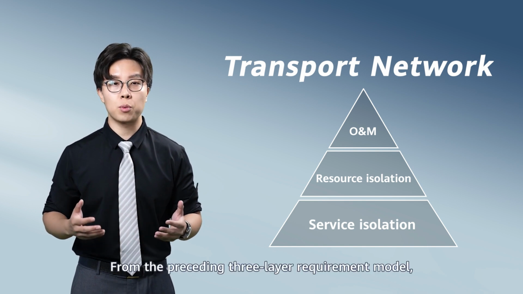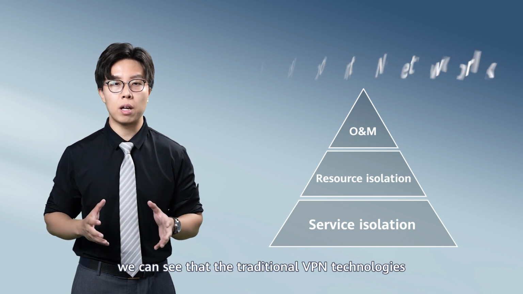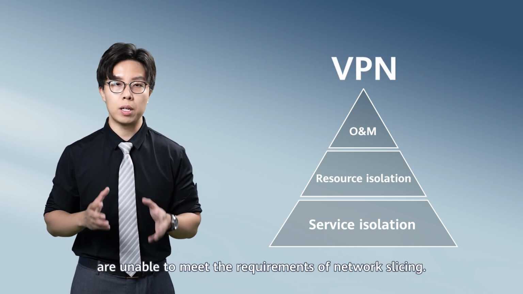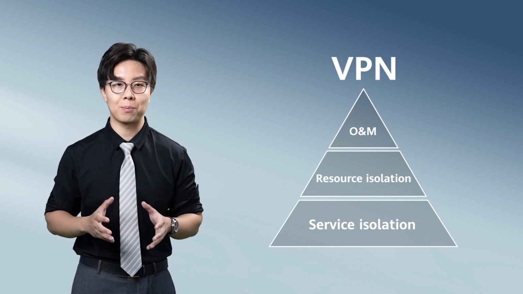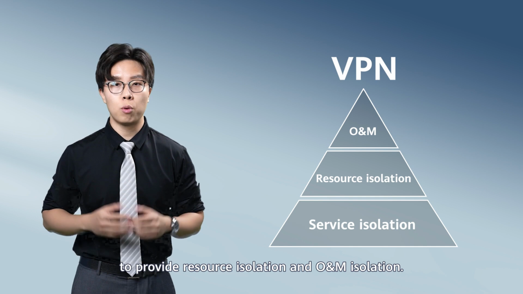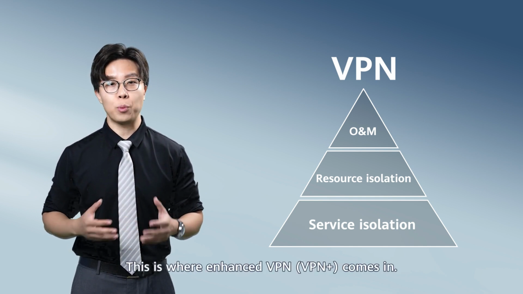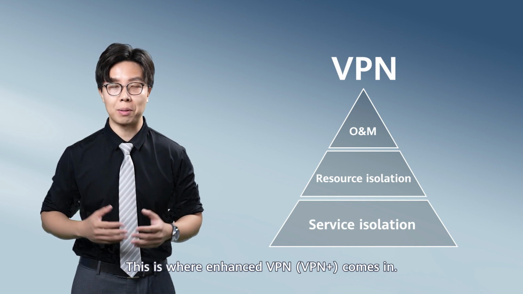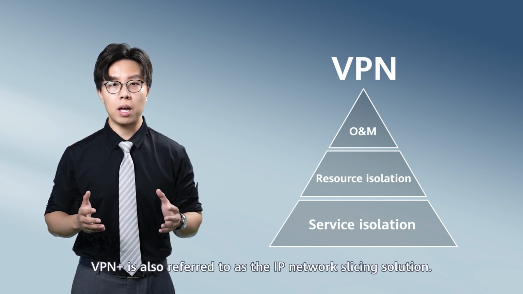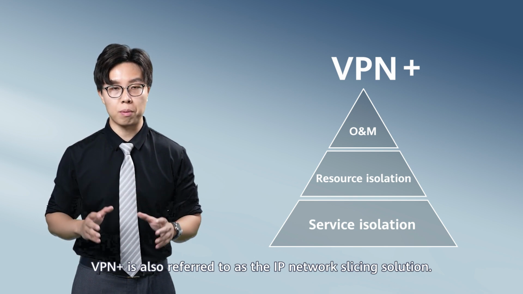From the preceding three-layer requirement model, we can see that the traditional VPN technologies are unable to meet the requirements of network slicing. Instead, they need to be extended and enhanced to provide resource isolation and O&M isolation. This is where enhanced VPN comes in. Enhanced VPN is also referred to as the IP network slicing solution.